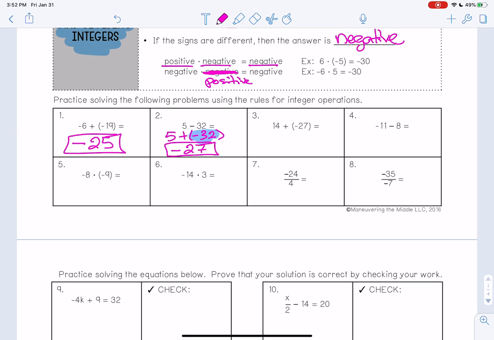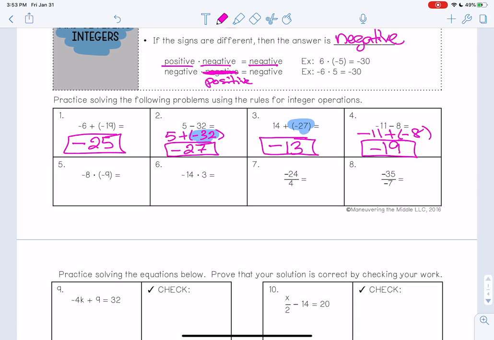For number 3, we have addition, and they're both different signs. We have a positive 14 and a negative 27, so we're going to go ahead and subtract. 27 minus 14 is 13. The bigger number is 27, and it's negative, so that will be a negative 13. Negative 11 minus 8, we add the opposite, so that's going to be a negative 11 plus a negative 8. They're both the same sign, so we add them together, and our answer will be negative as well.